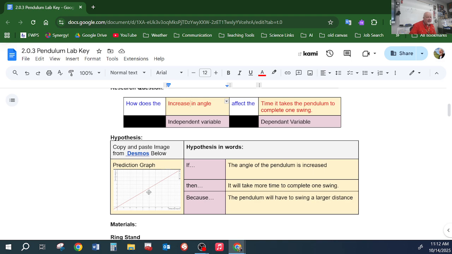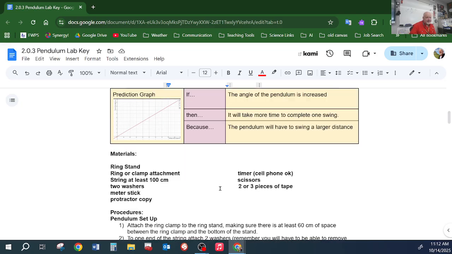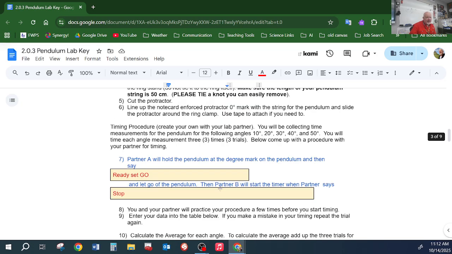From there, we went to Desmos and we put up a graph that shows the angles across the bottom and the time it takes to swing going across the y-axis. And this is my guess based on what we just said, would be a line that says as I increase the angle, it'll take more time to swing. All right. We scroll down.